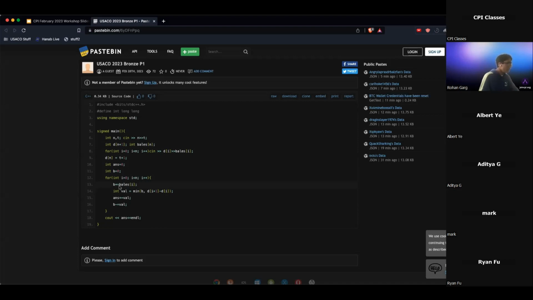And now we compute the minimum, which is equal to the number of hay bales Bessie eats between this delivery and the next delivery. So this will be the minimum of b and d i plus 1 minus d i, because that's the number of days until the next delivery. And then we increment the answer by that much, and we decrement the number of hay bales by the same amount. And then at the end, we just print the answer. So that's how you do Rounds P1.